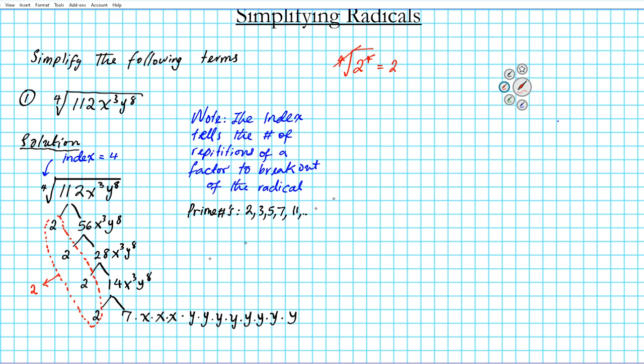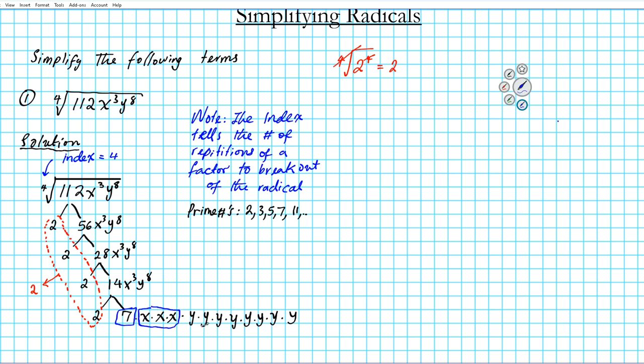The 7, on the other hand, doesn't have the power to break out, so it's going to stay behind. 7 stays behind. Let's box it. And then x, that was so close. There's only 3 of them, so those stay behind too. Let's box the ones that stay behind.